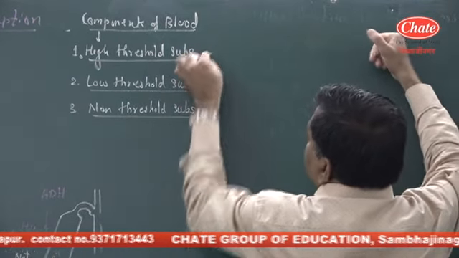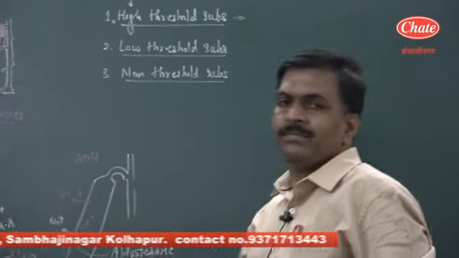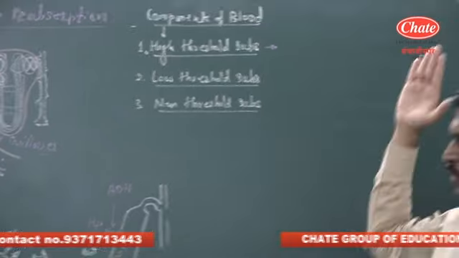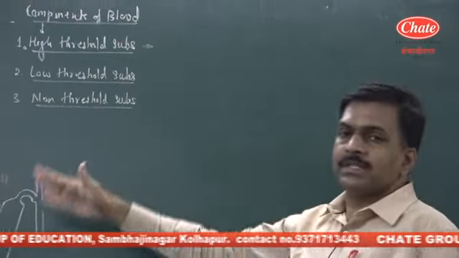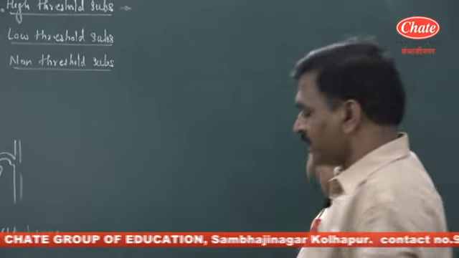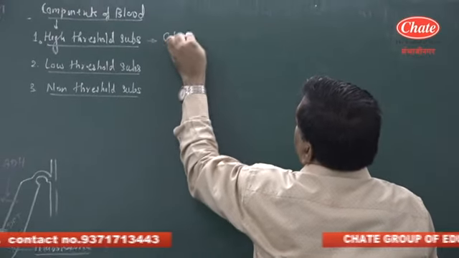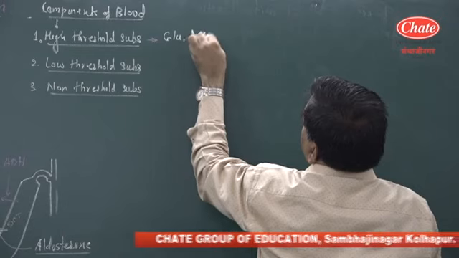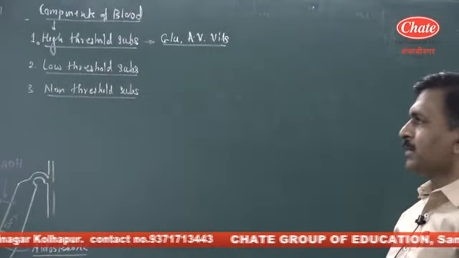High threshold substances means substances of blood present in the renal filtrate which are required by the body 100%, meaning if elimination of these substances occurs, it is responsible for disorder. So they are termed high threshold substances, like glucose, amino acids, vitamins. These are the high threshold substances.